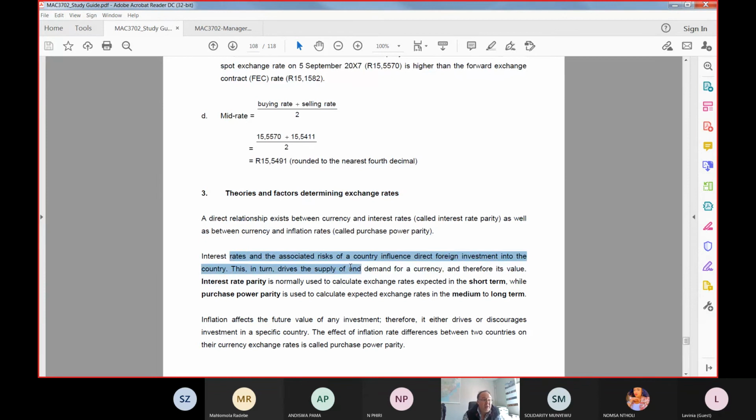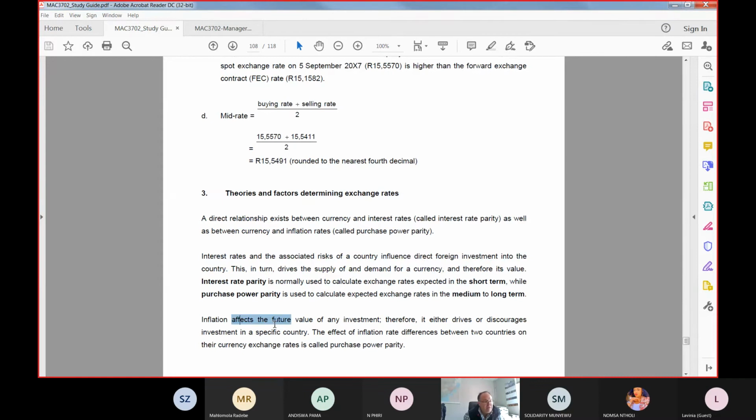This in turn drives the supply and demand in the currency, and therefore the value. Interest parity is normally used to calculate the exchange rate in the short term, while purchasing power parity is used to calculate the exchange rate in the medium to long term. Countries like, for example, the UK and the USA, where the currency is very stable, will use purchasing power parity. Imagine we were on purchasing power parity. Nobody would have stopped us, basically.